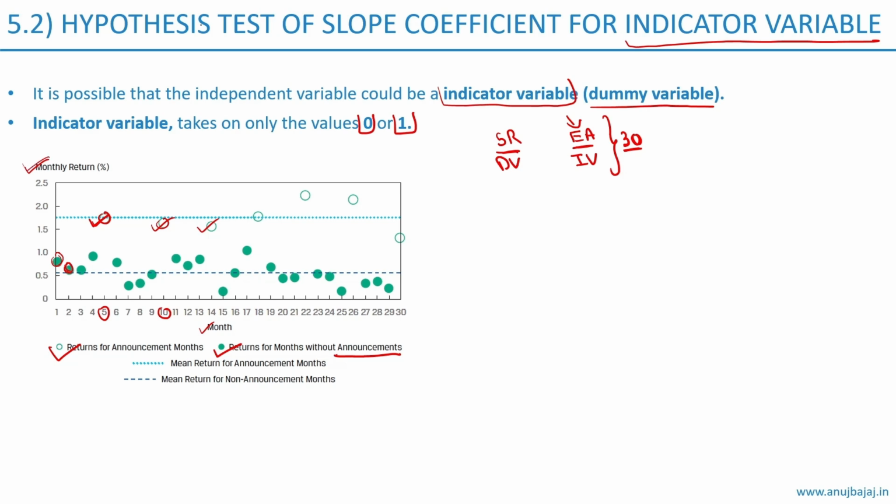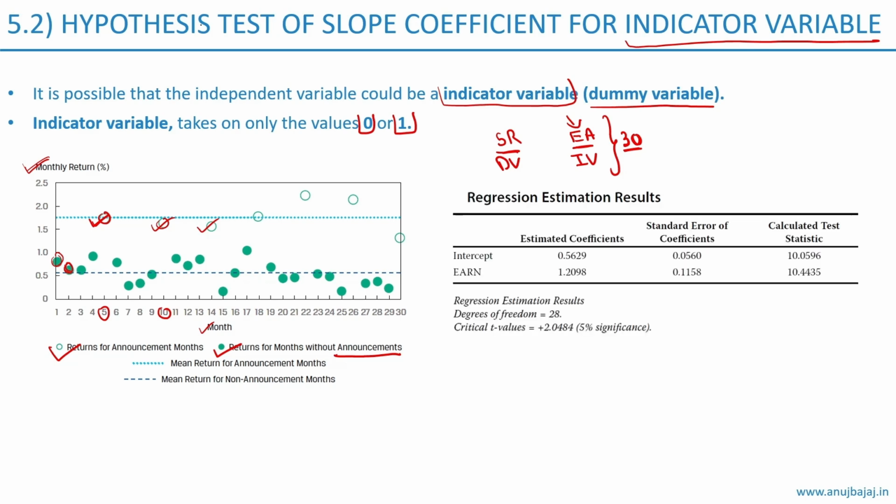So the analyst estimated a linear regression model and these are the results. And the regression model is the forecasted value of the dependent variable equals 0.5629 plus 1.2098 multiplied by the independent variable's value. Here, the independent variable's value can either be 1 or 0. When any earnings announcement is made, the value that the independent variable takes is 1, and whenever there is no earnings announcement, the value will be 0.